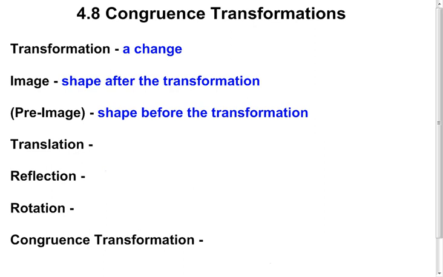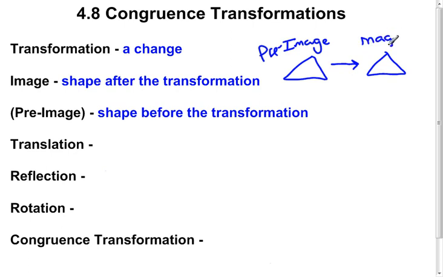Okay, so if we're going to do some kind of transformation, we might have this triangle, and we're going to change it to this one. We just slid it over. So this one would be called the pre-image, and then we slid it over, and that's called the image. So then what I just did, I slid it over.